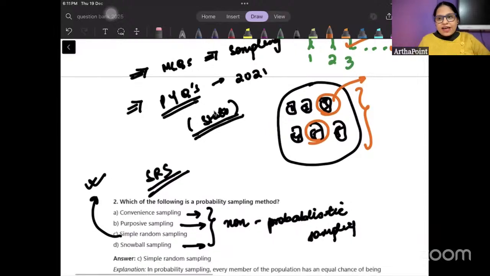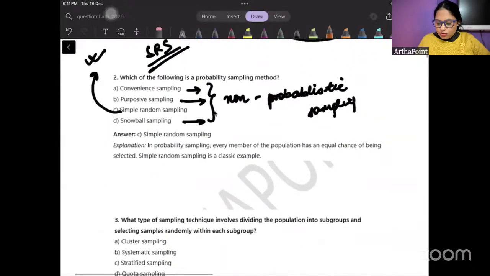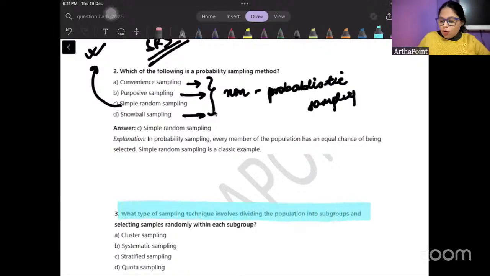Let's go to the next one. I will discuss all of them. Don't worry, beta. Come to the next one. Which type of sampling technique involves dividing the population into subgroups and selecting a sample randomly within each subgroup?